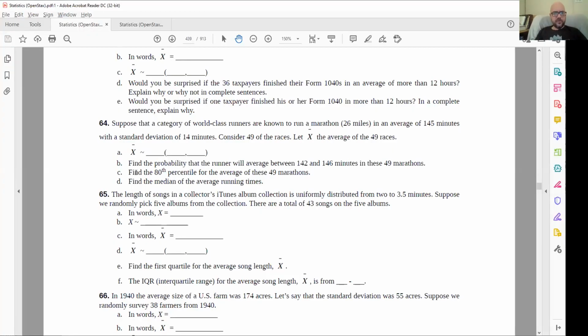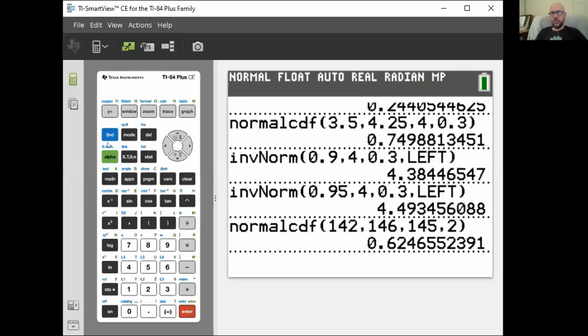One. Find the 80th percentile for the average of these 49 marathons. We're just going to do inverse norm of 0.8 with the same distribution. So let's go do that. So inverse norm.